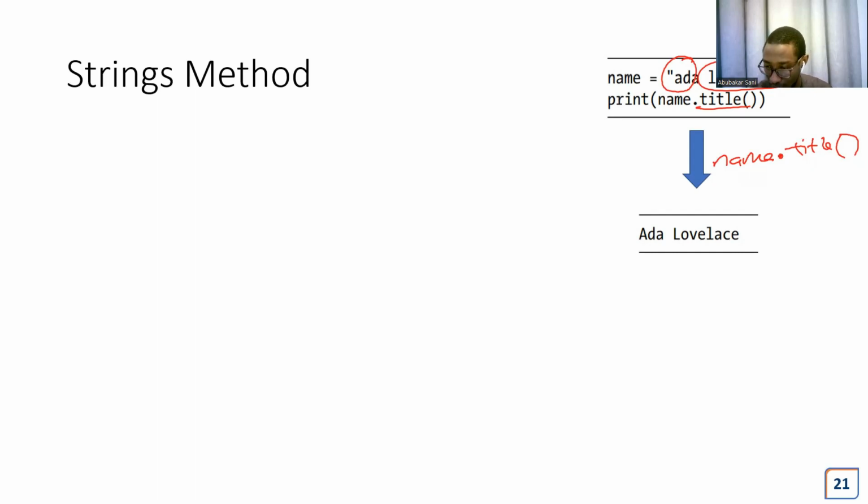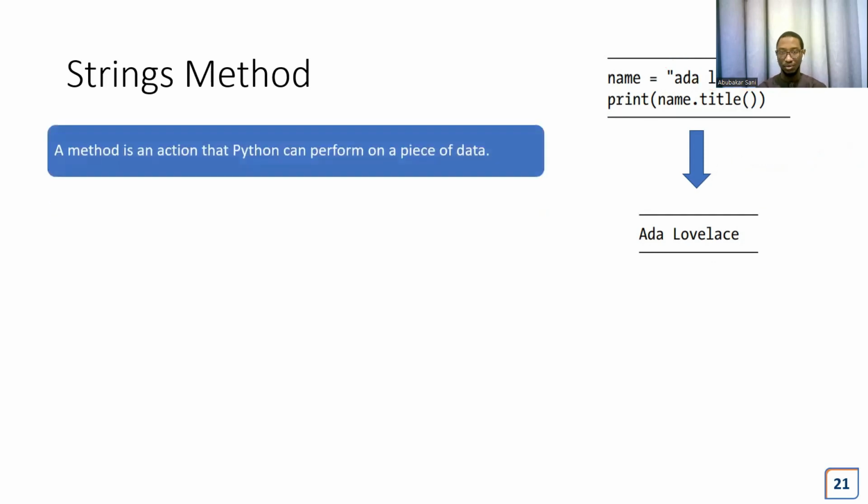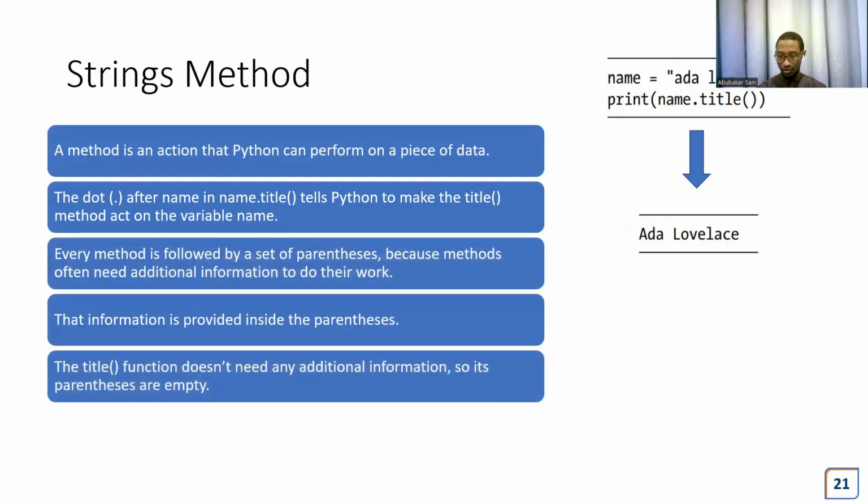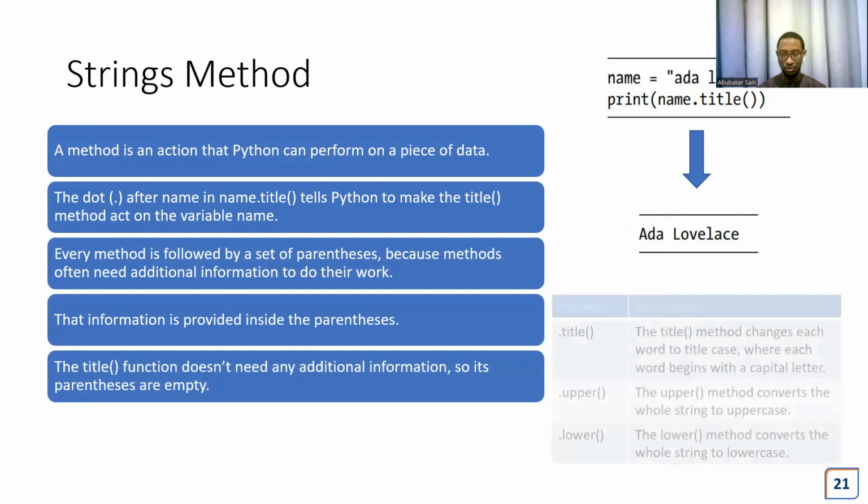So when you print this, our computer will show us Ada Lovelace in title case. So this is what we call a method. And as I say, it comes with parentheses so that sometimes you can pass in some features or some additional functionalities you want it to do.